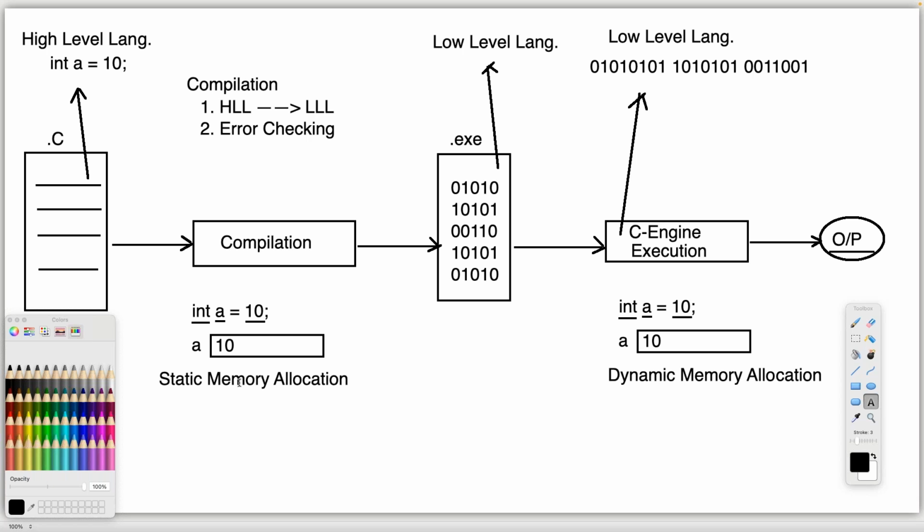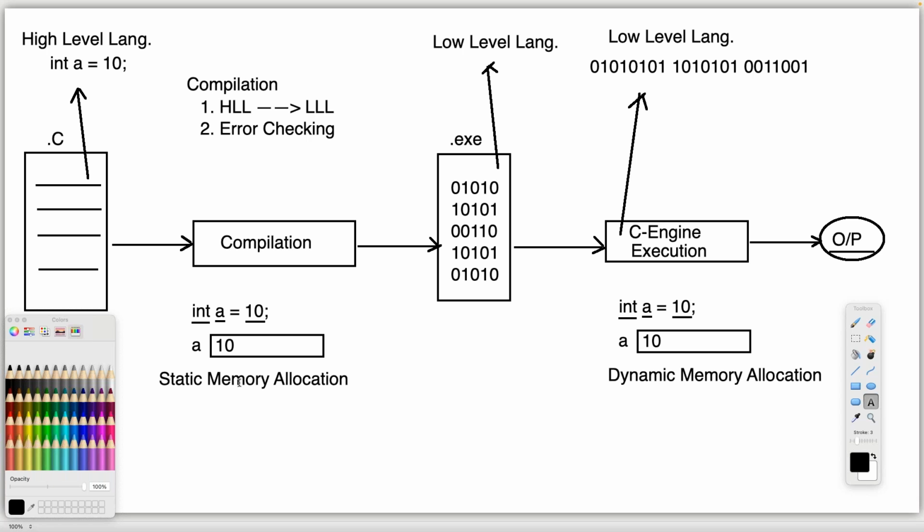Put more concentration. If any programming language is following static memory allocation, then that programming language is a static programming language. Tell me, what is a static programming language? If any programming language is following static memory allocation, then that programming language is a static programming language. Similarly, what is a dynamic programming language? If any programming language is following dynamic memory allocation, that is, memory allocation at runtime, then that programming language is a dynamic programming language. Yes, sir.